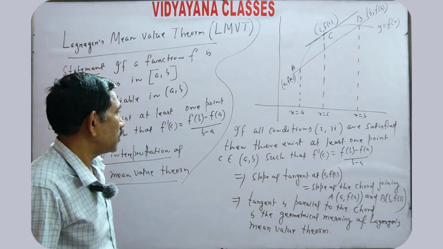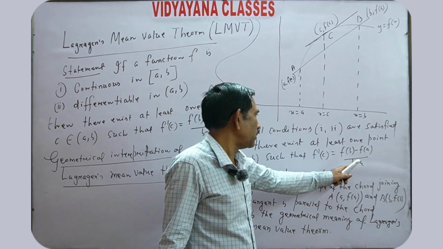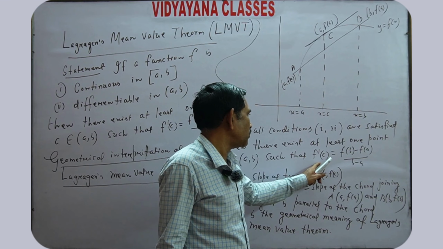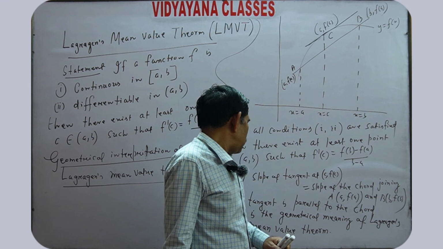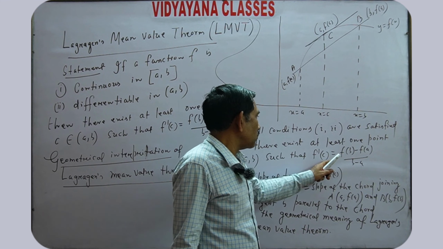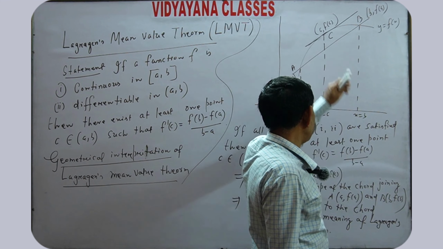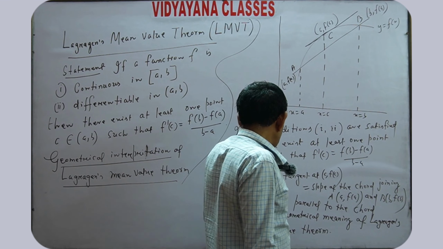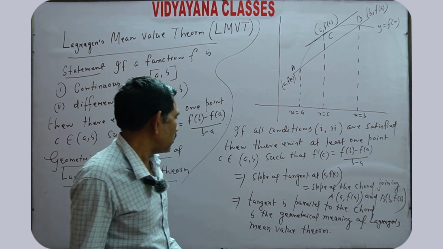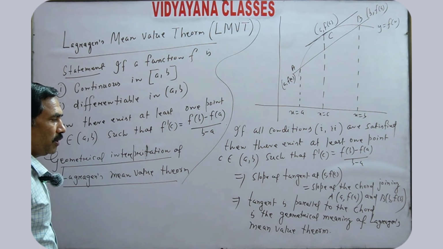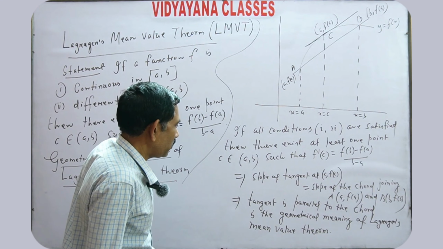Clear? f dash c is equal to f(b) minus f(a) divided by b minus a. It represents slope of the tangent to the curve at c. It is the slope of the chord joining A and B. That means tangent is parallel to the chord. This is the geometrical meaning of Lagrange's mean value theorem.